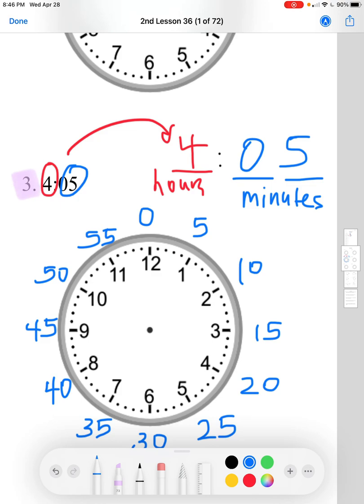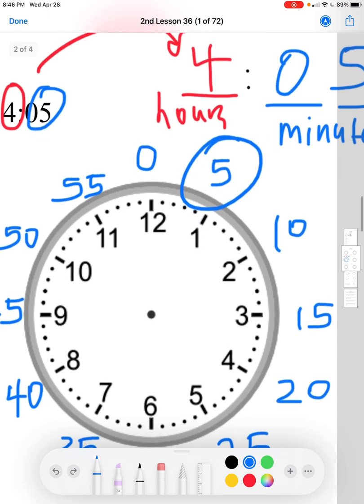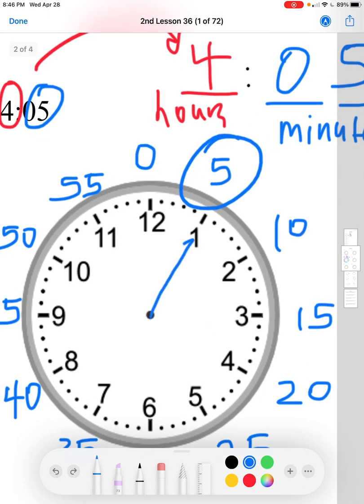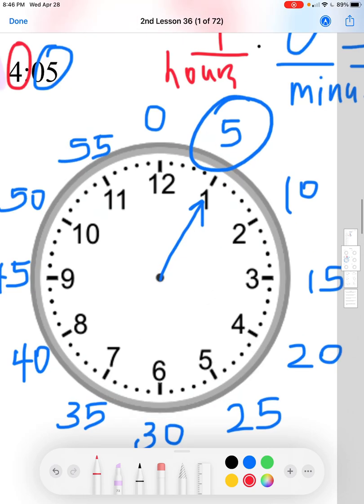So let's start with the minutes. If we look here, the 5 is right here. So we'll be pointing the minute hand to the 1 right here. Remember, the minute hand is the longer hand. You can't see the number, but like this. And then 4 hours, because 4 o'clock just started, we're only 5 minutes past 4 o'clock.